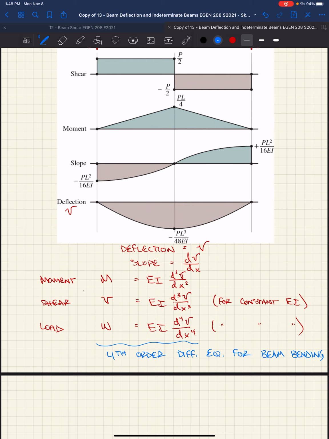I'm going to derive this, okay? And it's going to make even less sense, probably. Call slope theta. And there's a connection here, which we're going to derive. That connection is based on this idea of a radius of curvature that we already talked about, right? Rho.